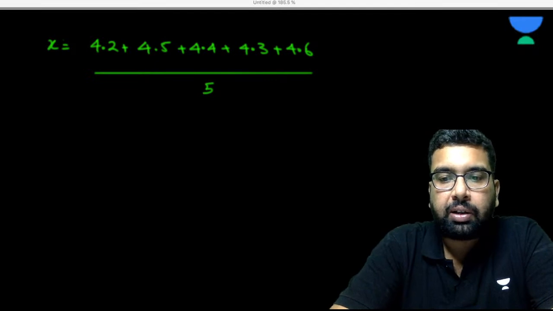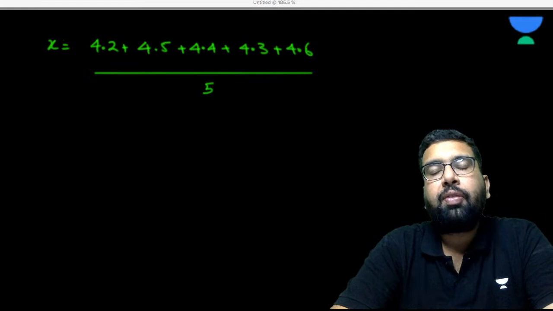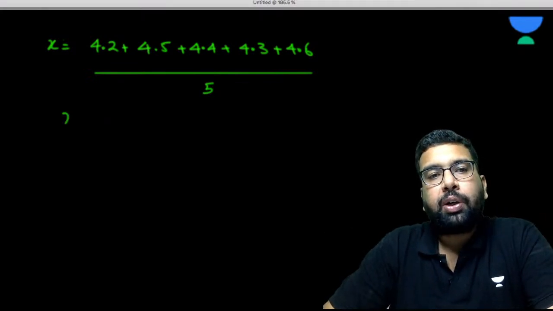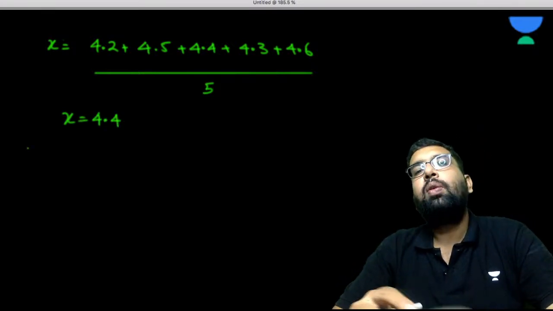Okay, so this is divided by 5. So what are we getting? We are getting 4.4 exact. So what is the mean value? The mean value is 4.4.